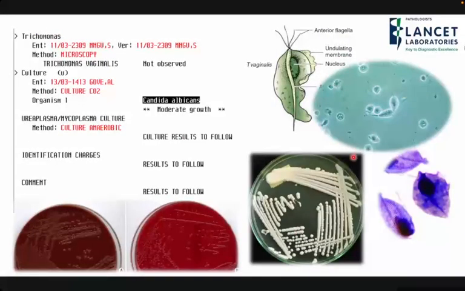So we can also see Trichomonas vaginalis on the microscopy. And so this is your flagellate parasite, and that causes vaginal discharge syndrome. So this is what we see under the microscopy. So Trichomonas vaginalis. And then we'll be able to see whether it's observed or not observed.